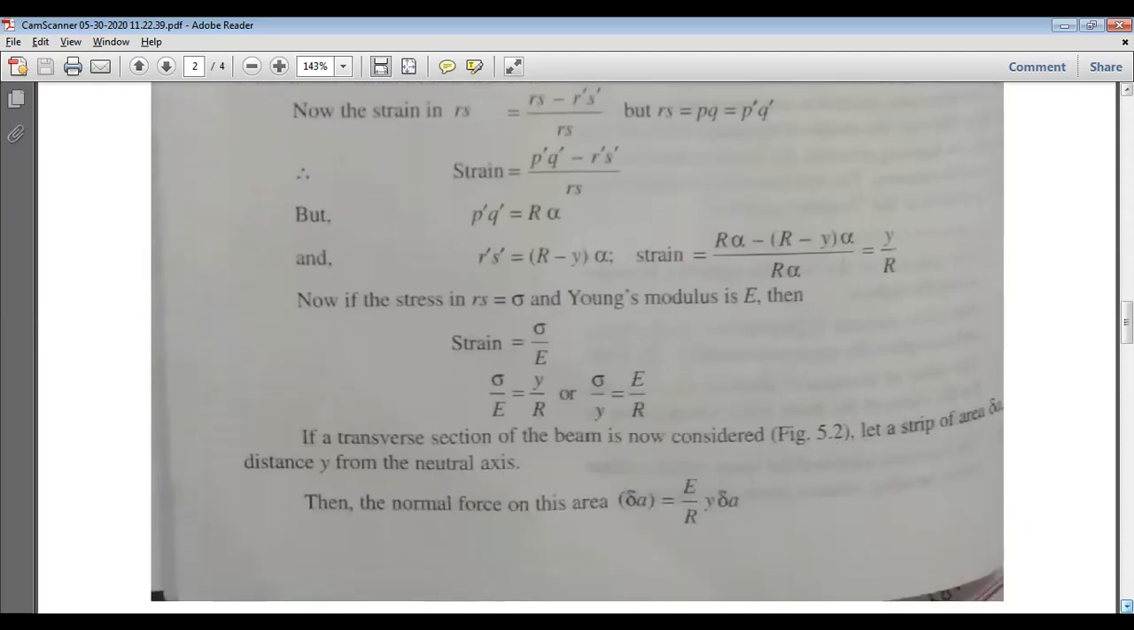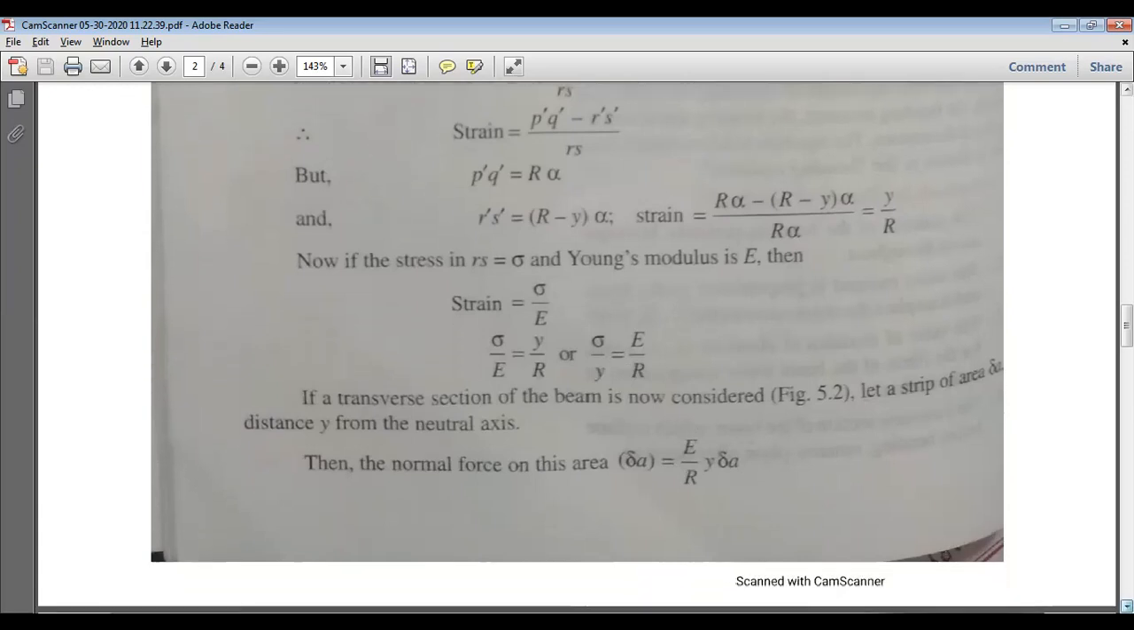At that moment I told that force is nothing but stress multiplied by area, because stress is force divided by unit area. So this way you can say the normal force: the value of sigma is E by R into y, and we multiply sigma by the area delta A. So E by R into y multiplied by delta A is the force that is acting normally on this face.